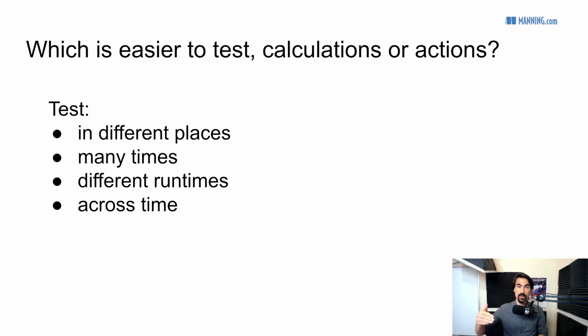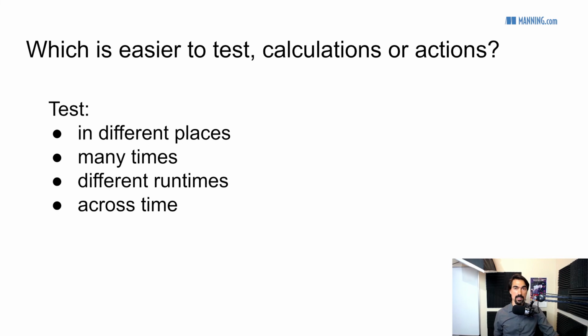And then when we deploy, we're going to run it on the build server. And then, of course, it's going to get run again in production. So these are different places, different times, different runtimes. And, of course, we want our tests also to live on and be valid in a year so we don't have to keep writing them. So just by definition, I argue that calculations are easier to test.